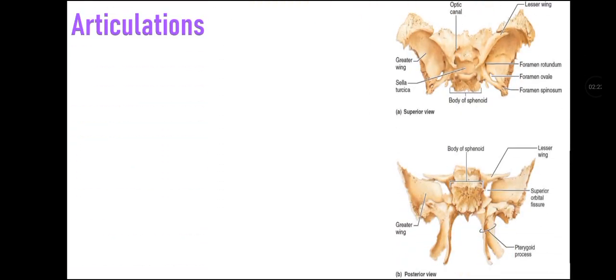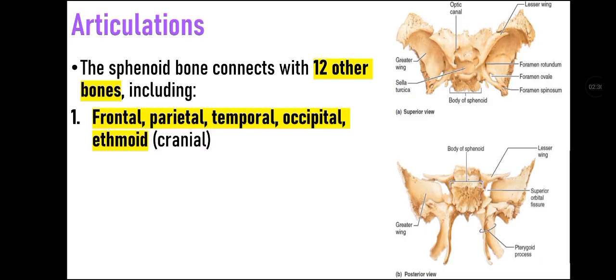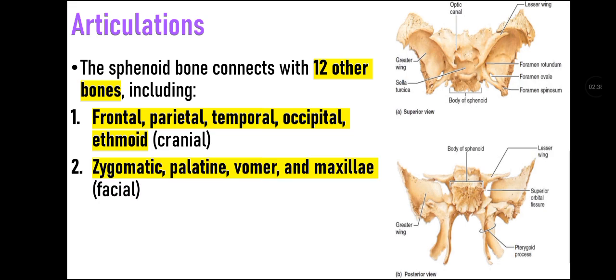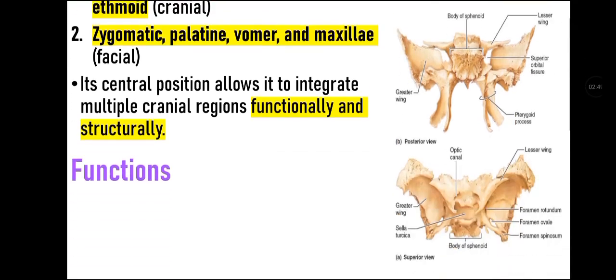Now let's talk about articulation of sphenoid bone. The sphenoid bone connects with 12 other bones, as it is called keystone bone, and these articulations include frontal bone, parietal bone, temporal bone, occipital bone, and ethmoid bone, that are the cranial bones. And it also articulates with the facial bones, that include zygomatic bone, palatine bone, vomer bone, and maxilla. Its central position allows it to integrate multiple cranial regions functionally and structurally.